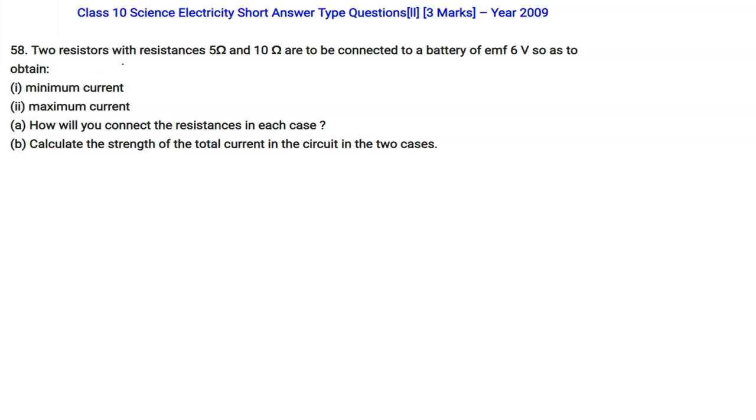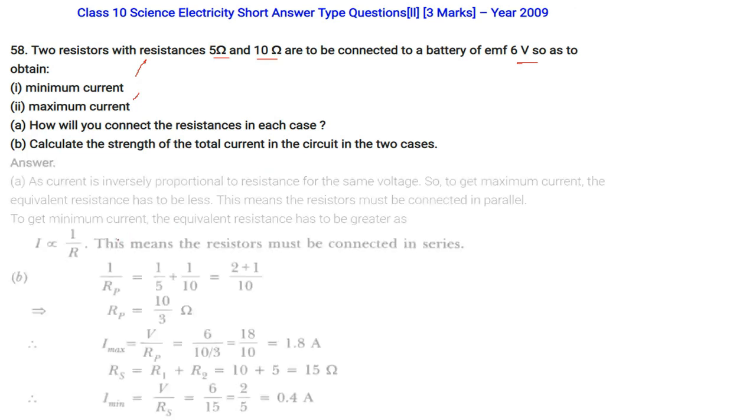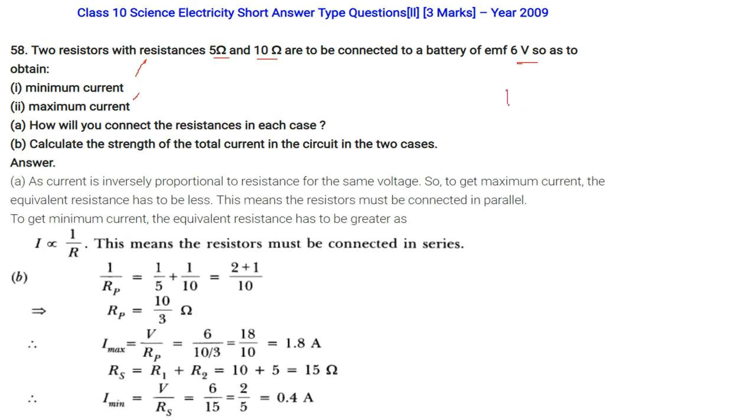Two resistors with resistance 5 ohm and 10 ohm are connected to a battery of EMF 6 volts so as to obtain maximum current, minimum current. How will you connect the resistance in each case? Calculate the strength of total current in the circuit in two cases. Here, as you know, current is inversely proportional to the resistance for the same voltage. So in order to get maximum current, we need minimum resistance, and in order to get minimum current, we need maximum resistance.